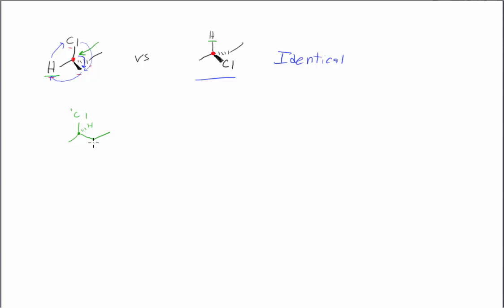And so now we can assign priority. Chlorine is obviously highest priority. Ethyl is second. Methyl is third. This gives us S. I'm sorry, this does not give us S. This gives us R. Right, clockwise direction. Okay, so the first one is R.